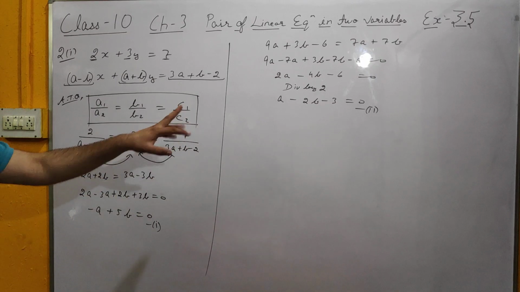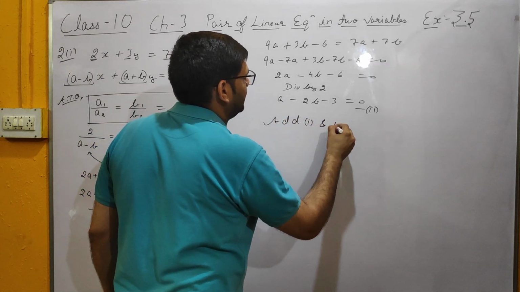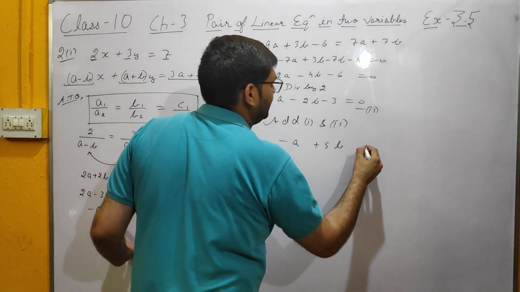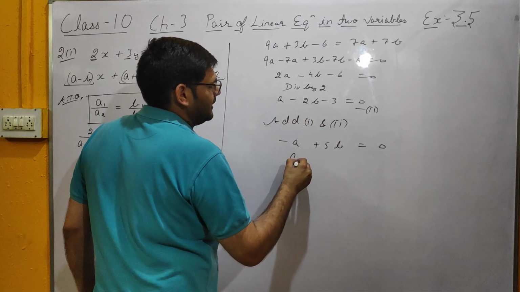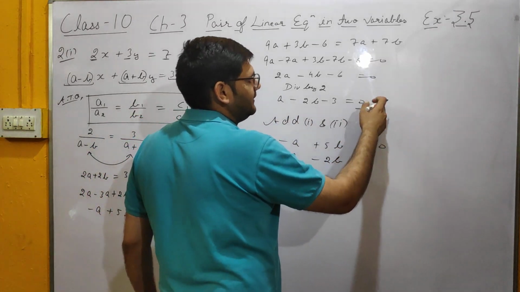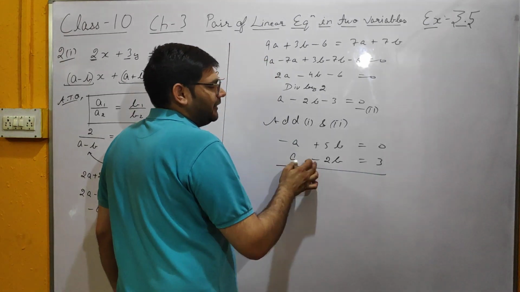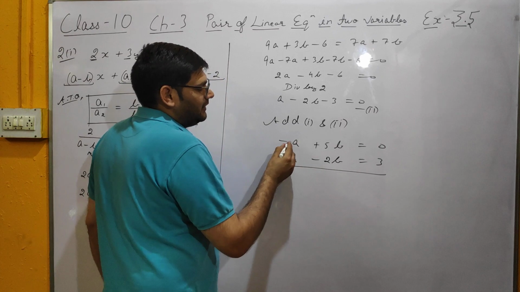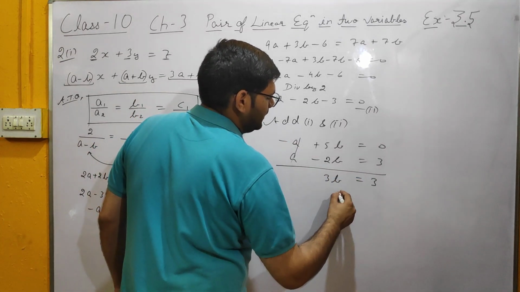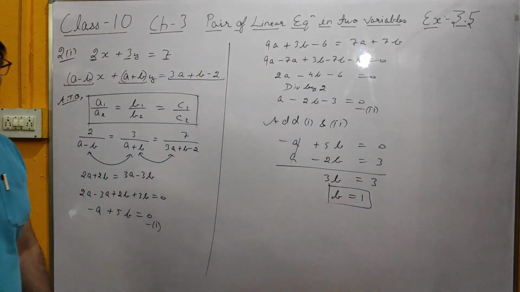So it's better to add them. Add 1 and 2. So minus a plus 5b equals 0, and here it is a minus 2b, and then 3 will come this side, it will be equal to 3. If we are adding them, then no sign will be changed, it will be cancelled automatically. 3b equals 3 and b equals 1. Now we have the value of b, and b is equal to 1.